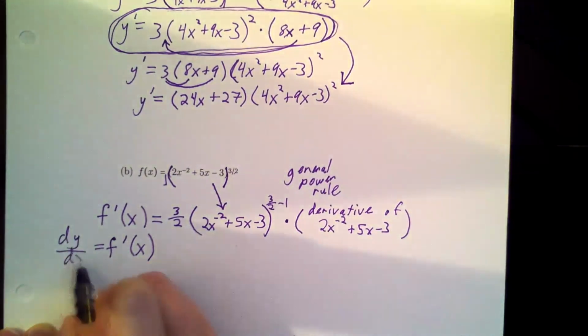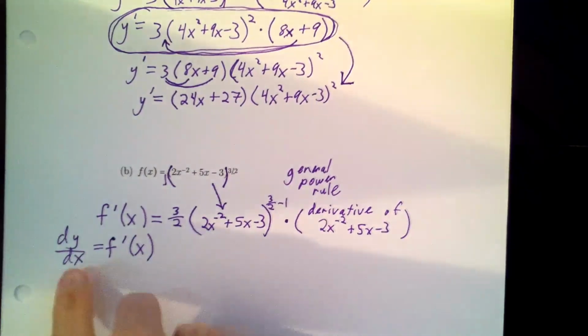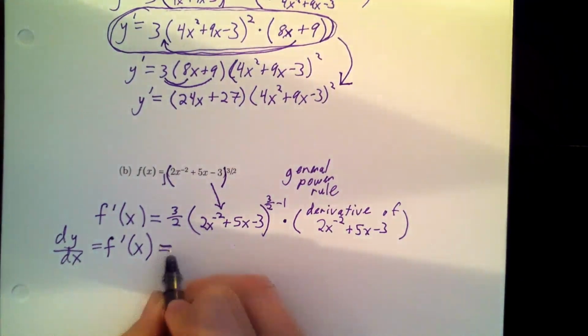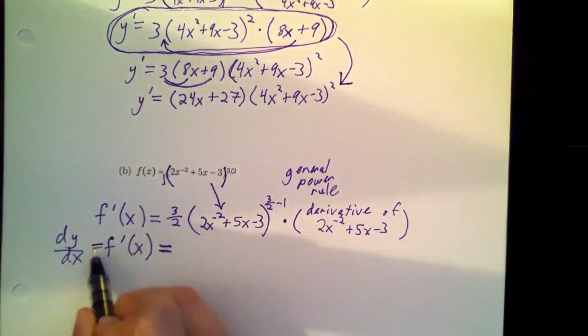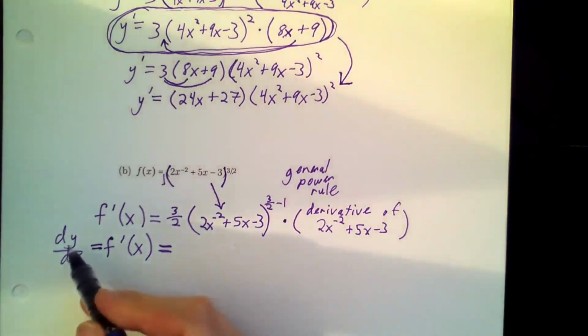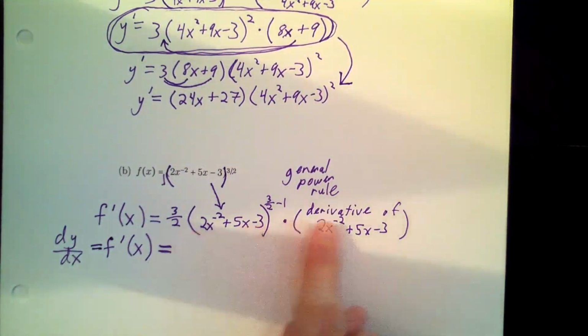dy/dx. In this Leibniz notation, both of these mean the derivative. We can switch back and forth, so don't be confused or intimidated when you see this notation referring to the derivative. I might switch to this as well the next time we do one of these. Anyway, here's my general power rule.